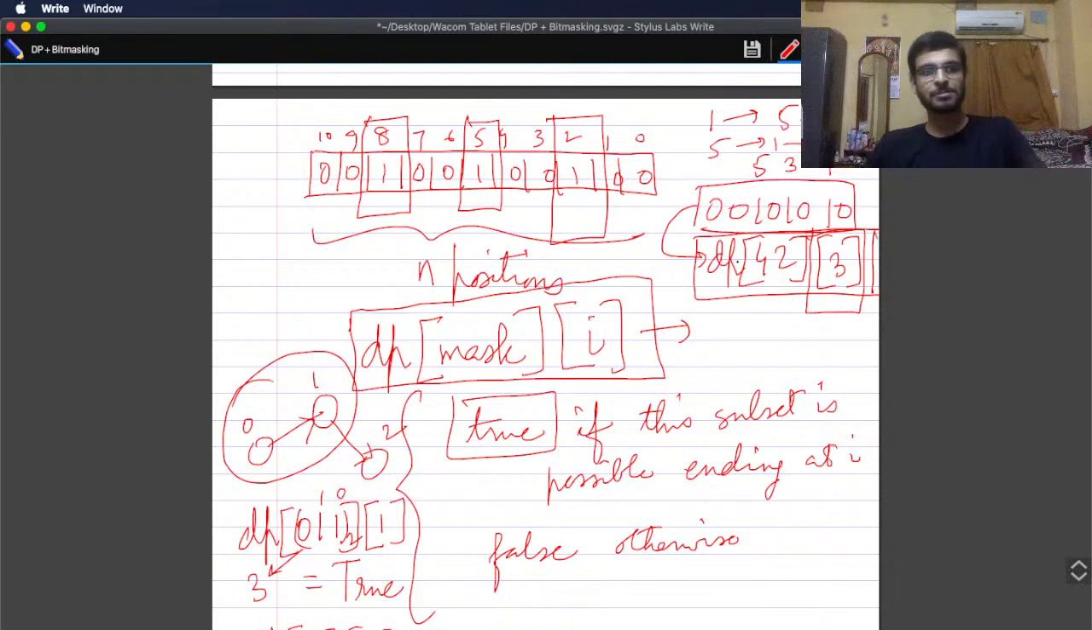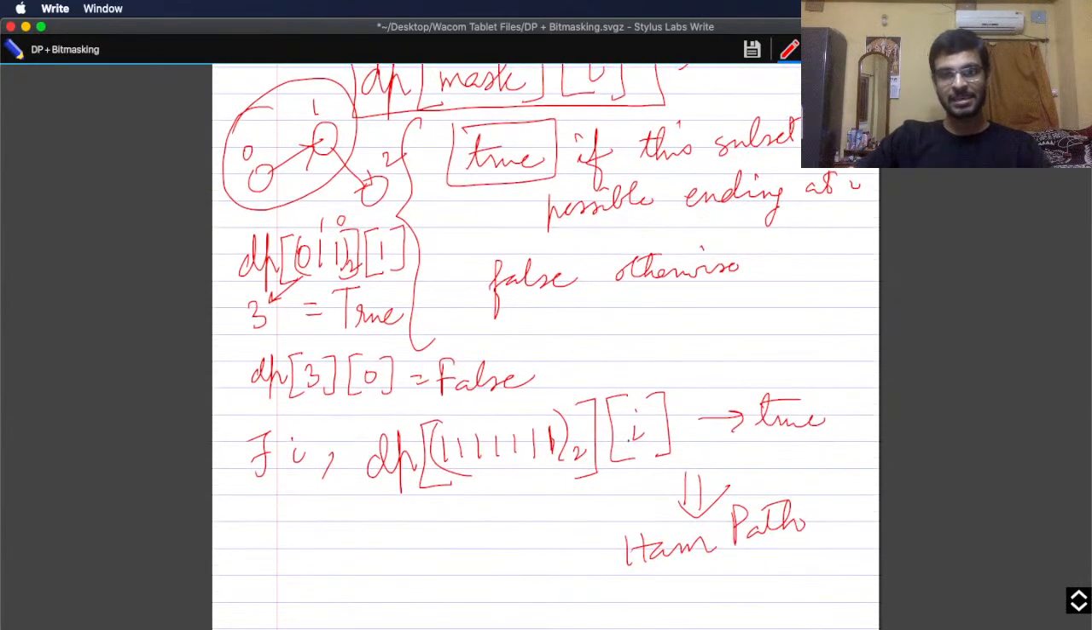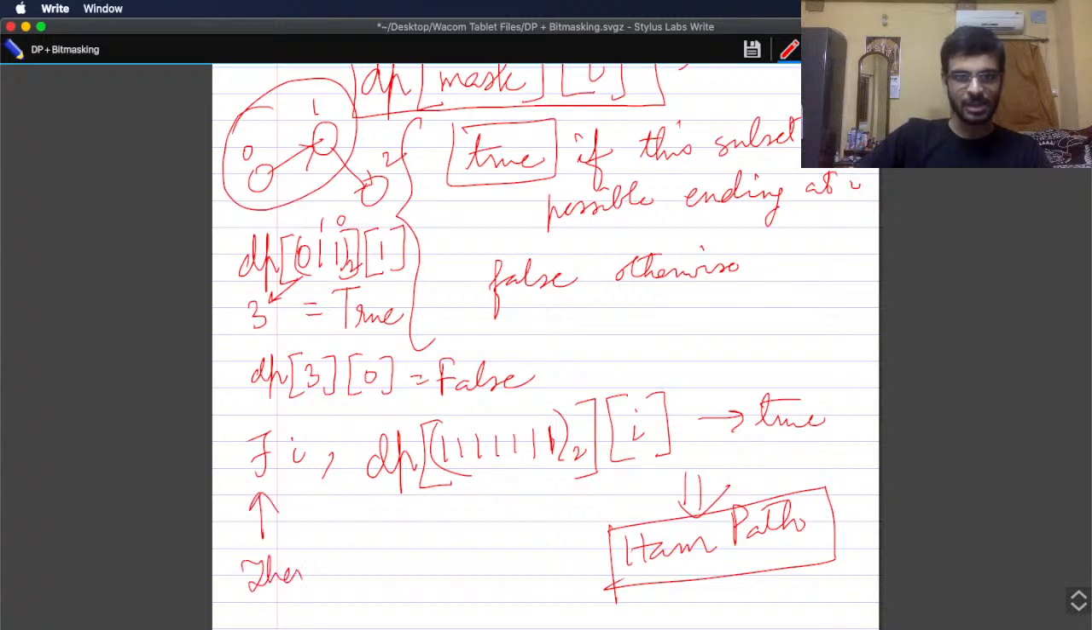Every subset is going to give me a unique value, and not only that, that combination matters to me: what is the last value. So hence I'm keeping this last value, ending at I. Now what can I say? If I know that ending at any vertex, the entire subset is possible to be created, can I say that there is a Ham path? If any of this is true, I can say that there is a Ham path. This symbol is there exists. So there exists an I for which that relation holds, okay?